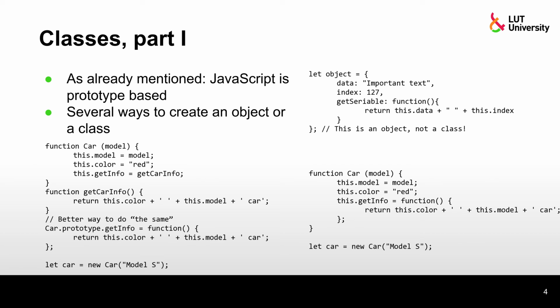But the problem here is that if you are defining the function like this, then every time you create a car object, you are getting a new function, which is bad in that sense that it takes resources. It's slower to create that kind of a method. So this prototype get info thing is better, it is faster. But this is not all.